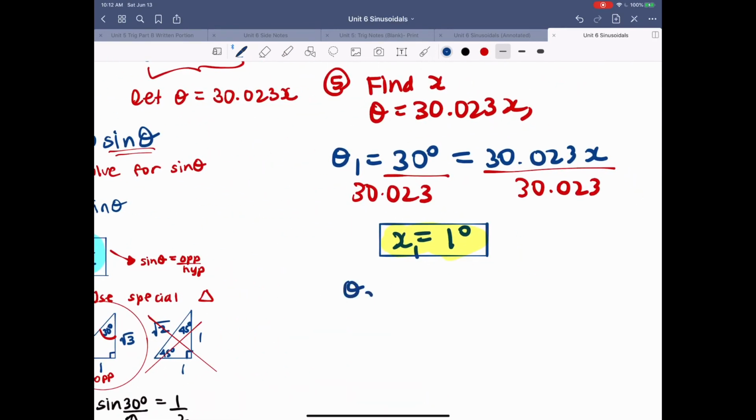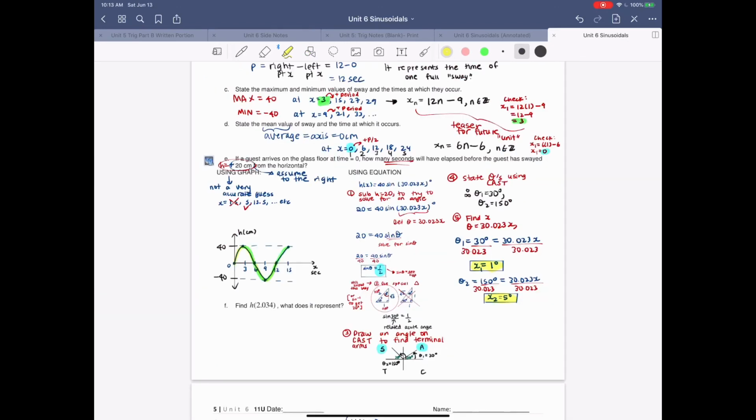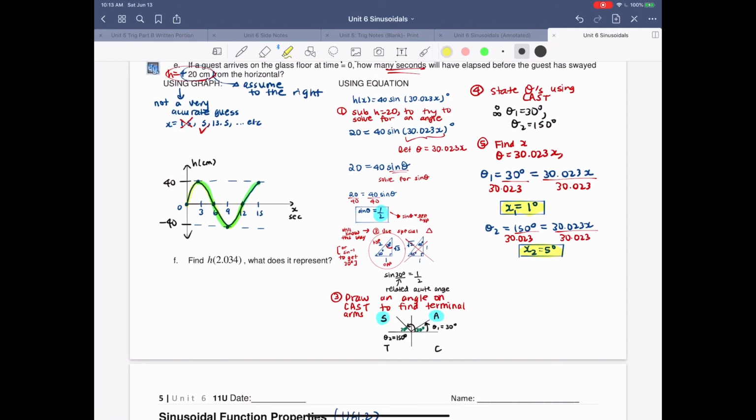The second one said theta is equal to 150 degrees. You're doing the exact same steps. You're going to divide both sides by 30.023. And so x subscript 2 is equal to 5 degrees. Notice these are very small numbers. So let's take a look at the drawing.